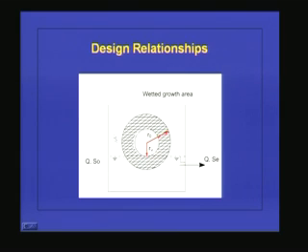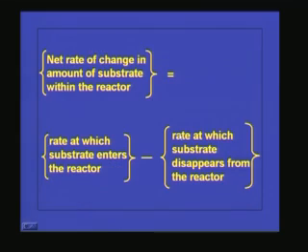So this is a typical disc. You have seen that the biomass is growing only in this area, and this Q is the flow rate, S0 is the initial BOD, Se is the effluent BOD, and this is the biomass growing area. So if you want to make the mass balance, how can we do it? Net rate of change in amount of substrate within the reactor is equal to rate at which the substrate enters the reactor minus rate at which substrate disappears from the reactor.